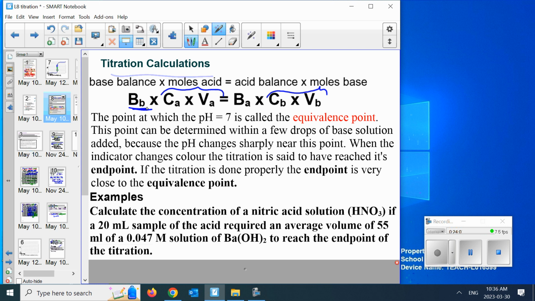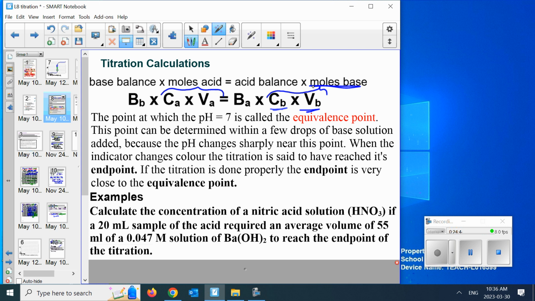So BB stands for the balance number in front of the base. When you're in front of calcium hydroxide or potassium hydroxide, if it's a 1 or a 2, it's that number. This almost looks like the dilution equation, right? CAV: that's the concentration of acid and the volume of it. Then the balance number in front of the base. So if I had a 2 in front of the HCl, or a 1, and if I have no number, it's a 1. Concentration of the base, volume of the base. That really makes the moles of the base.